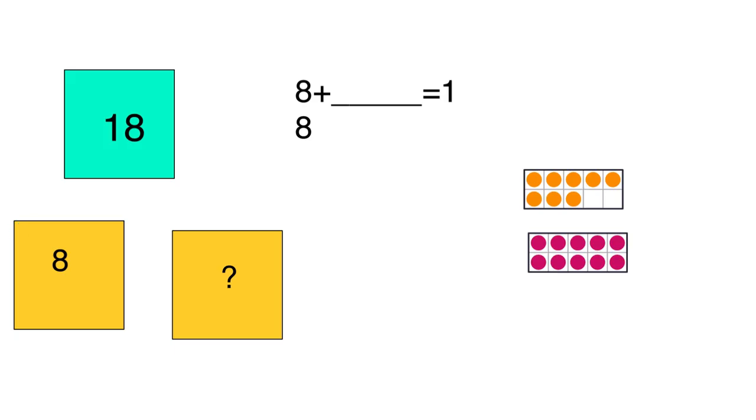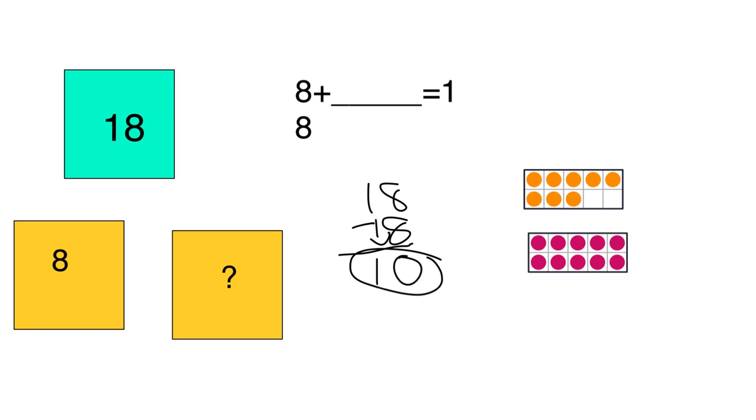So what we can do is we can take 18 minus 8 to figure out this other number. So 8 minus 8 equals 0. And we can drop down this other number to give us 1. So our missing number is 10.